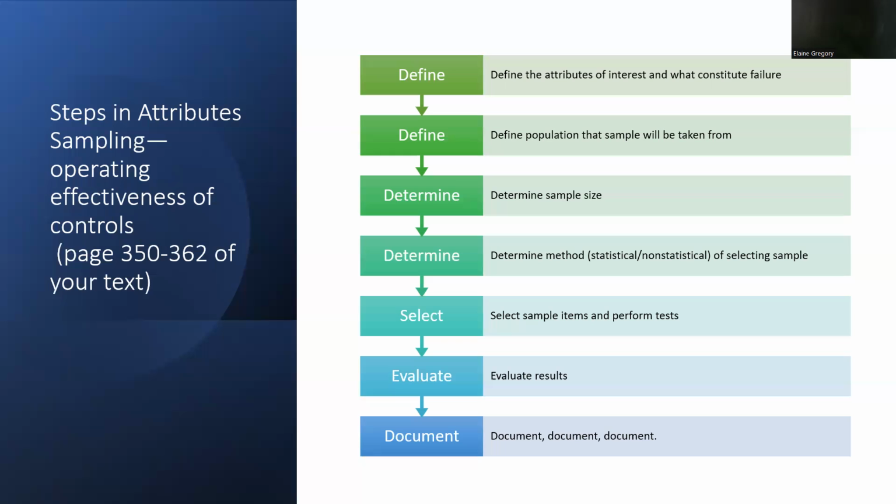We select those items and perform our tests. We're going to look at those invoices. We're going to go back and maybe calculate those invoices. We're going to trace those invoices through the general ledger. And then we're going to evaluate our results. And finally, even though the last step is documentation, be sure you are documenting the process as you are performing it. That way, you don't miss a step.